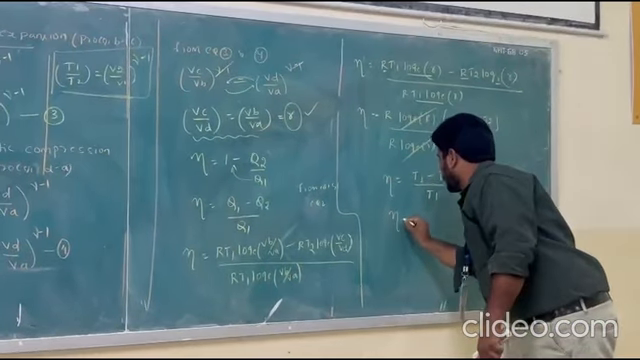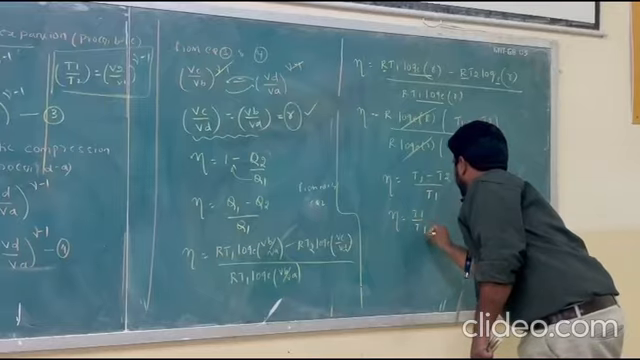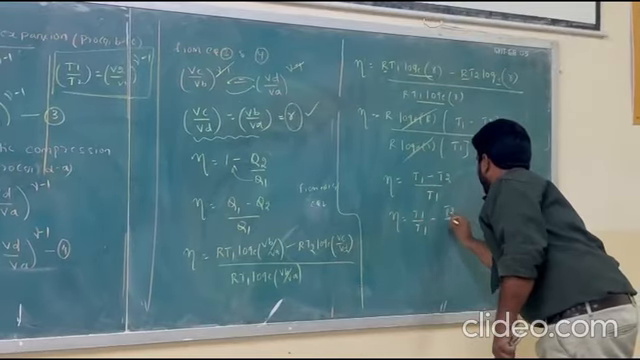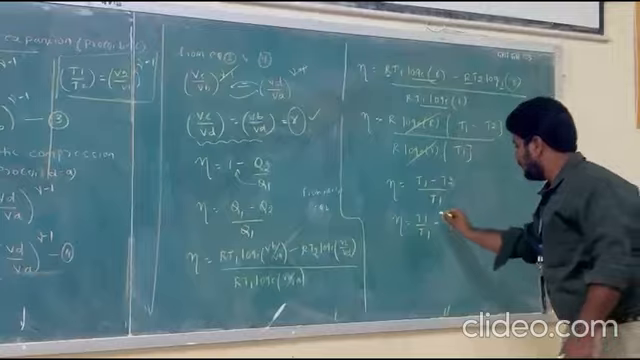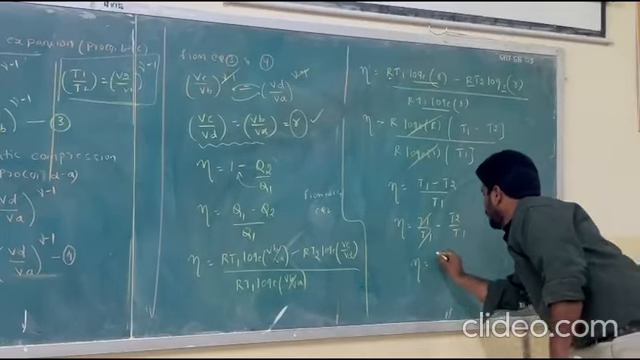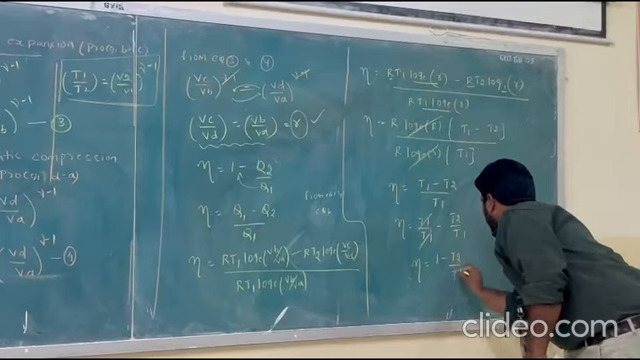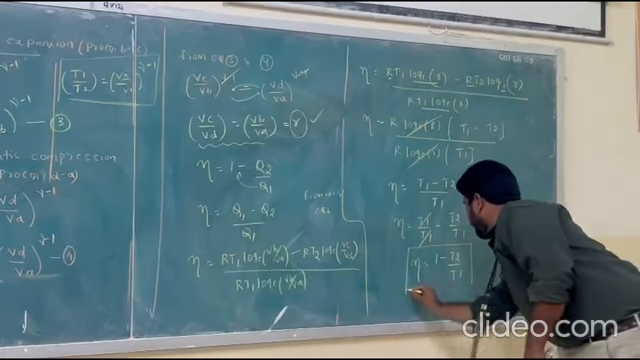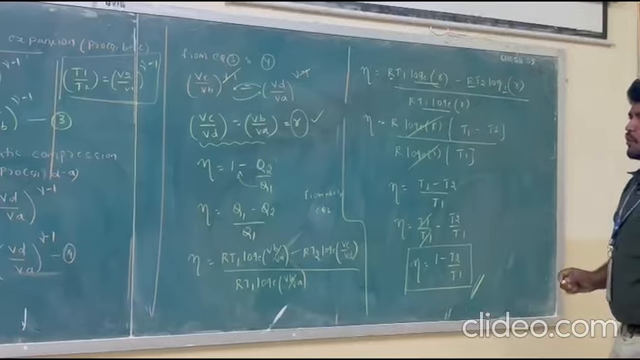So now again separate the terms: T1 by T1 minus T2 by T1. Separating the denominator, T1 gets cancelled, so you get 1 here. So efficiency is equal to 1 minus T2 by T1. This is the final efficiency of the Carnot cycle.